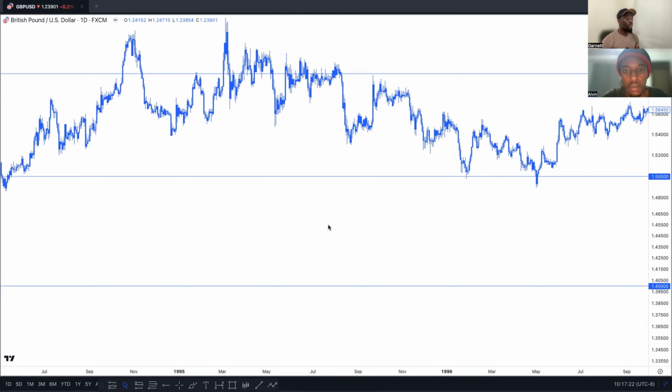Now, once I have my psychological levels, the next thing I'm looking for is some price action. I want to see some price action between the psychological levels. Why? Because it tells me if price is making lower lows and lower highs, or higher highs and higher lows, from one psychological level to the next. If price is making lower lows and lower highs from one psych level to the next, it tells you price is trending to the downside.